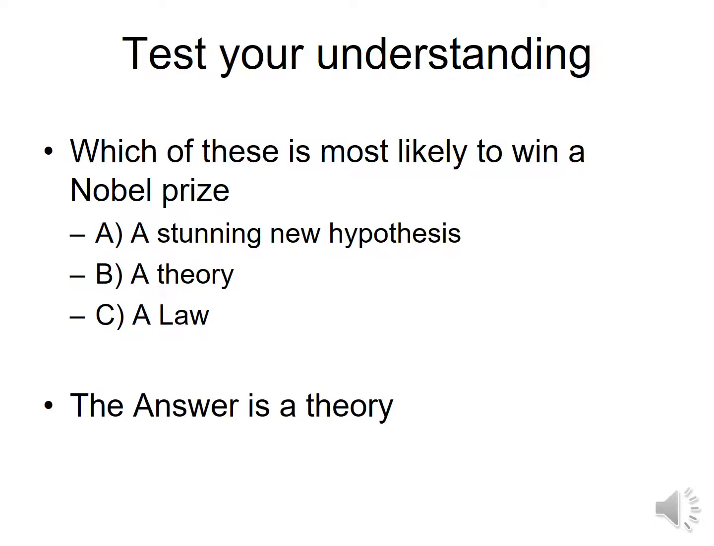Well, most likely, the answer here should be a theory, because a theory is the highest level of scientific understanding. It's our ability to not only see what happens in the world, but try to explain it as well. These explanations are the hardest ones to come up with, and so the most likely to deserve a Nobel Prize would be maybe a new groundbreaking theory.